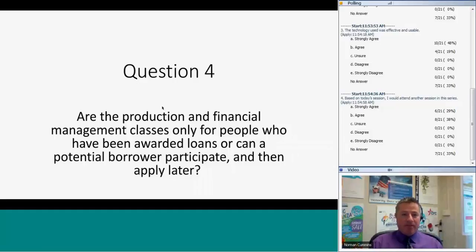Are the production and financial management classes only for people who have been awarded loans, or can a potential borrower participate and then apply later? Oh, absolutely. You can always participate in these. These aren't just a requirement. If you want to know the ones that we will accept, contact your county office.